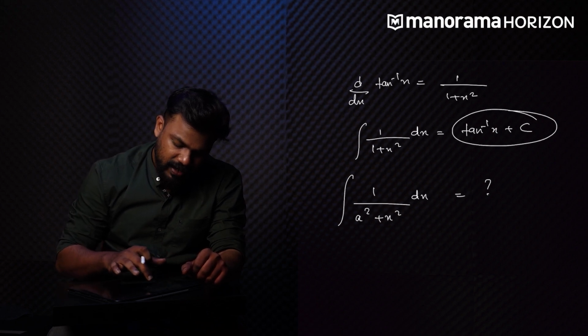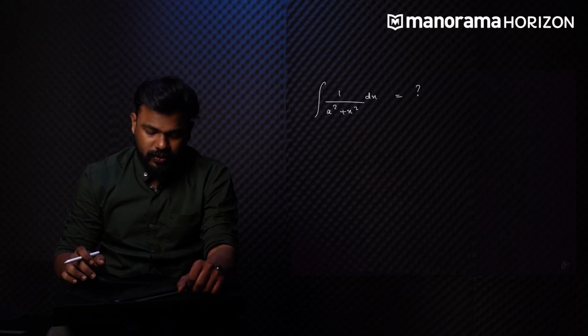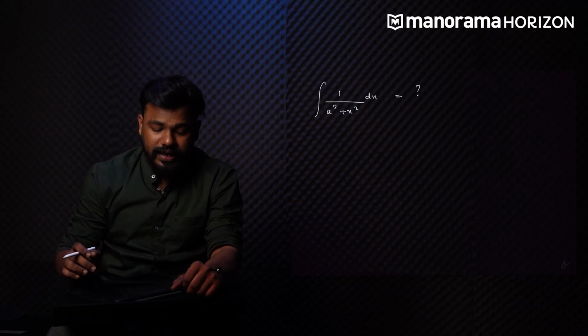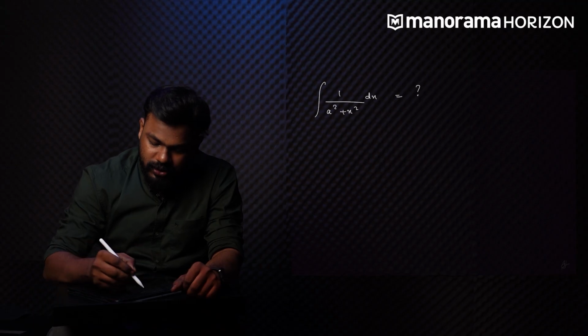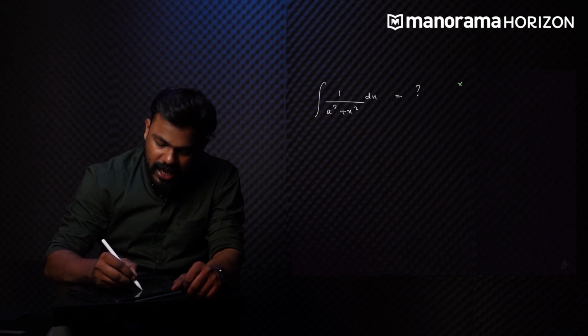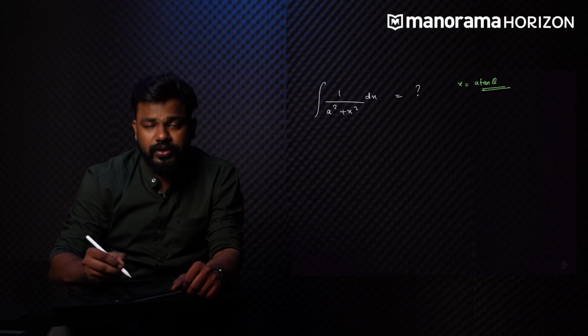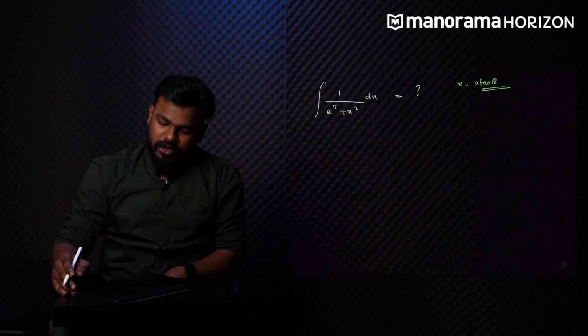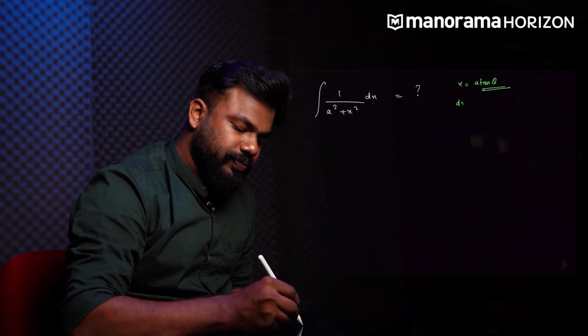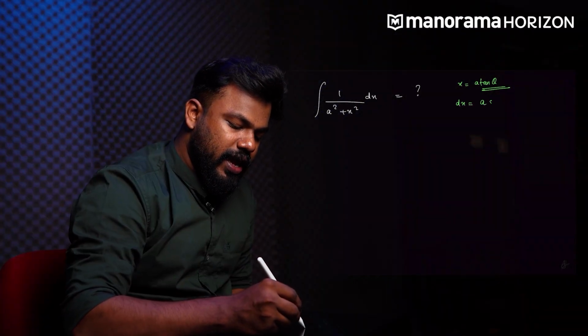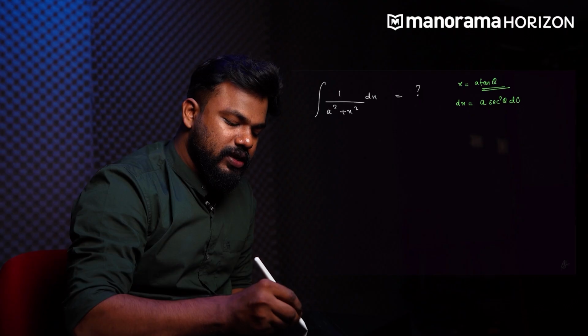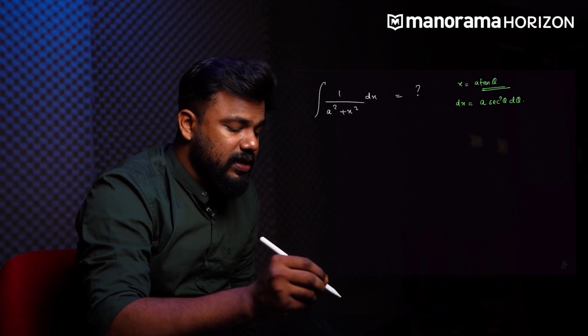So I have the integral of 1 by a square plus x square dx. Now how to integrate this? To integrate this, I am just going to use the method of substitution. That is, I am going to put x is equal to a tan theta. So if x is equal to a tan theta, what is dx? dx is equal to a sec square theta d theta.